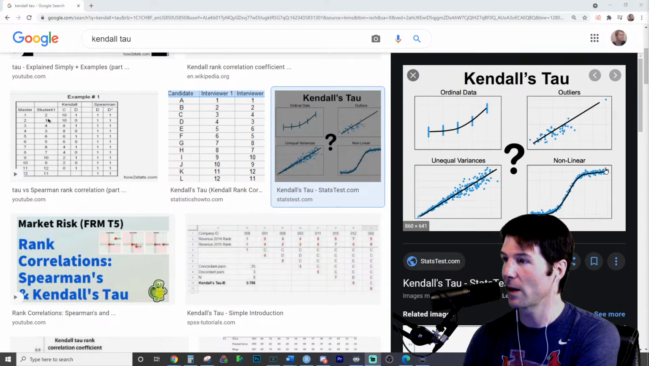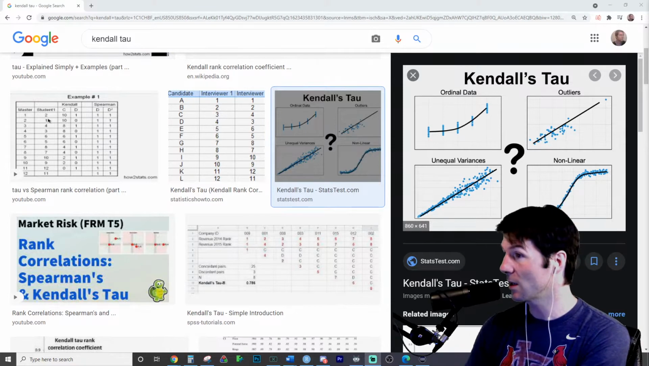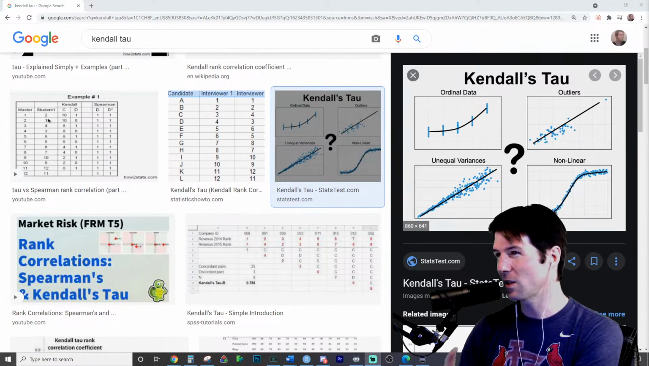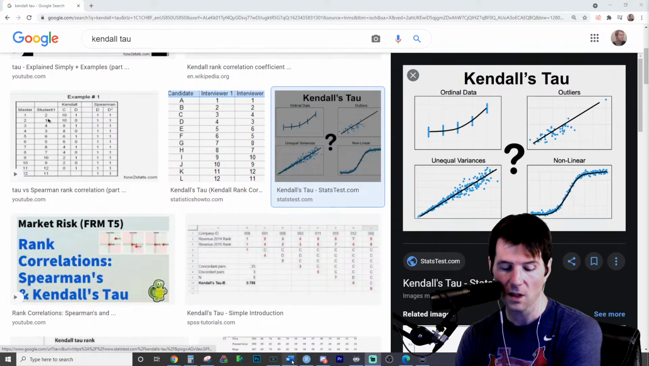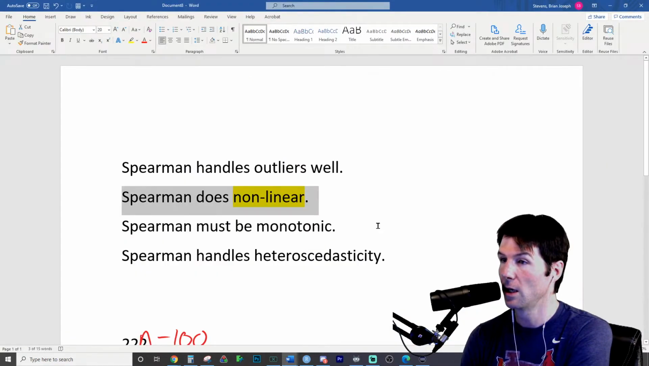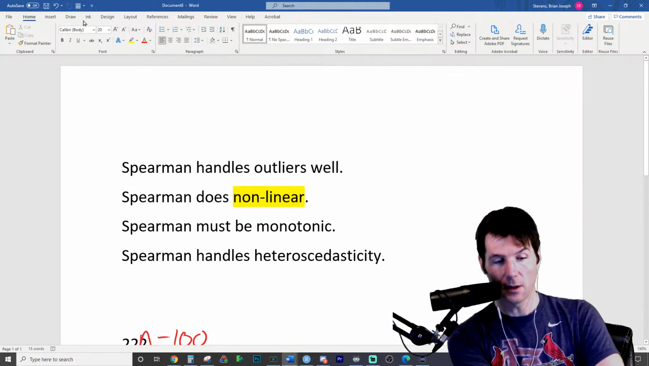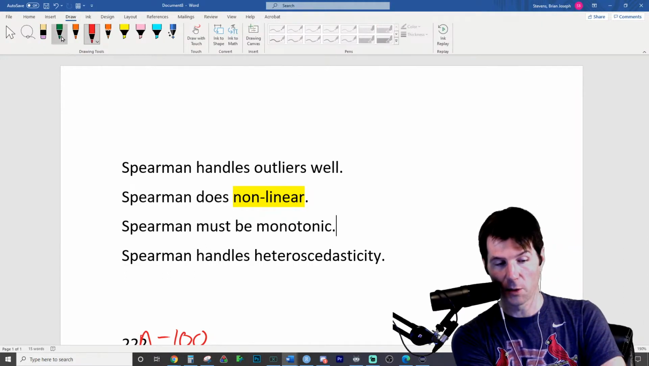And then nonlinear right here is another type. This is still actually ordinal. It's just not a constant ordinal pattern. It's in a sigmoidal pattern. More on sigmoidal when we get to logistic regression. So this is a great visual summary of what we were talking about over here when we said it handles outliers well. So this is a good section here to review.